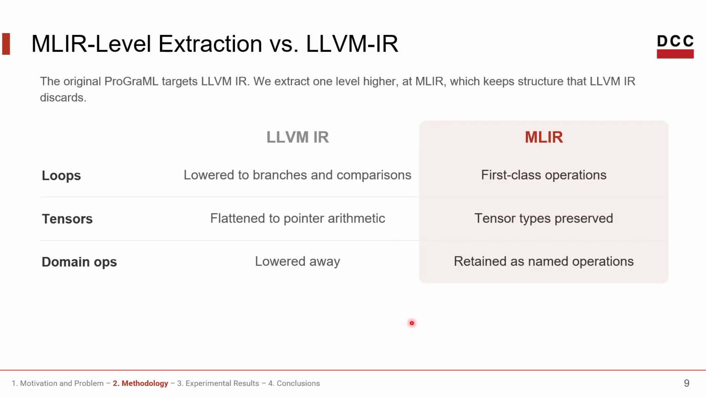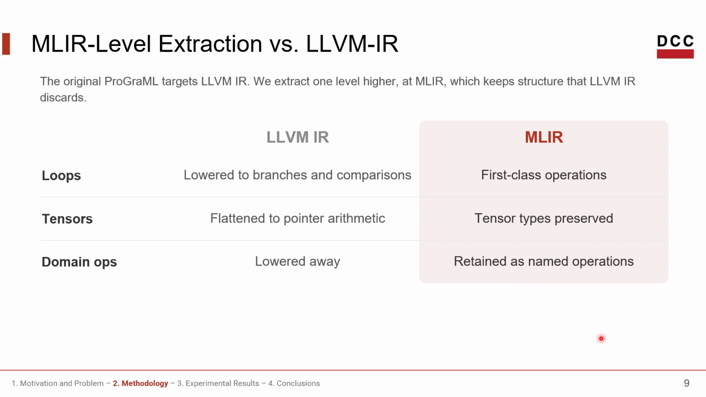So I just have a quick comparison here of what happens to some constructs when you convert them to LLVMIR and MLIR. So loops, for example, get lowered to branches and comparisons in LLVMIR, while in MLIR they can stay as first-class operations. Tensors get flattened to pointer arithmetic in LLVMIR, while in MLIR they can get preserved. And domain-specific operations, for example, convolutions and whatnot, get lowered away in LLVMIR, while in MLIR they can be retained as named operations.